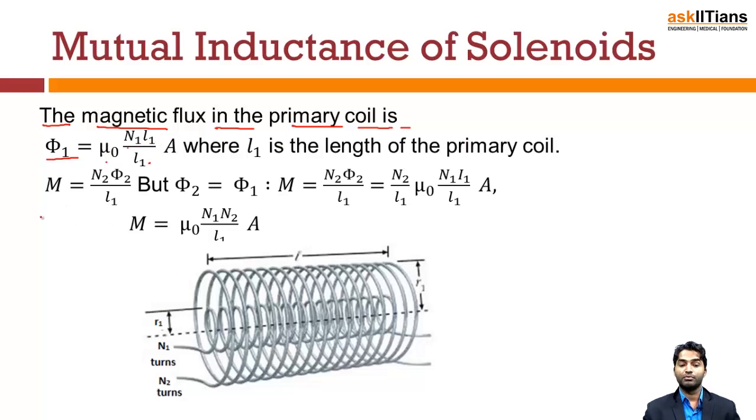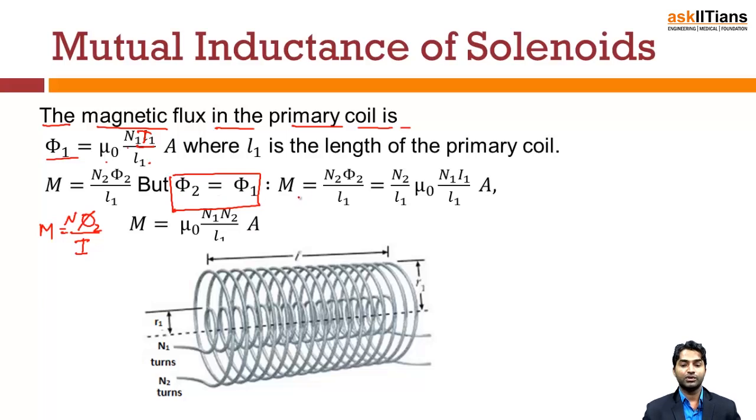Similarly, we want to find out mutual inductance. M is equal to flux N upon its current value, that is I, and it is given as this one. Now we know that flux phi 2 will be equal to phi 1 because they are mutually connected. Whatever flux is produced by one would pass through the area or the core of the secondary. That's why we can say phi 2 is equal to phi 1.